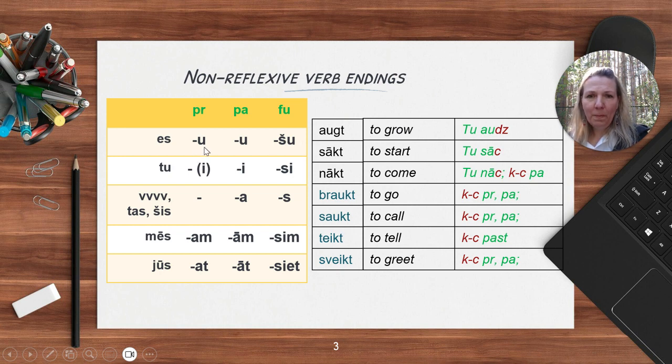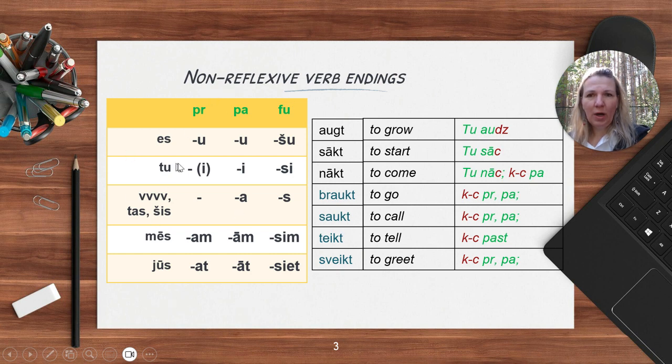Es augu. Now, es augu in the past. And es augšu, future form. Tu audz. So that's something we need to keep in mind. For tu, g changes to z. But that's the only change in all this form.